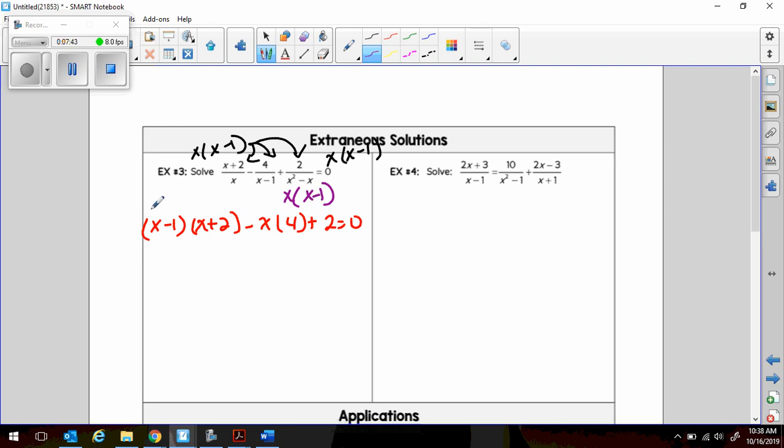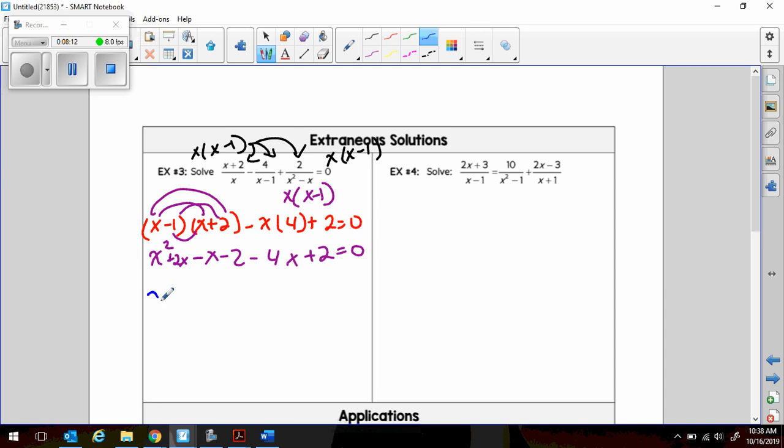I know I have to FOIL this to multiply this out because they're two binomials. So x times x is x squared, and then minus x, and then plus 2x, and then negative 1 times 2 is minus 2. And then this is minus 4 times, or x times 4 is 4x, plus 2 equals 0. Then we can just combine our like terms.